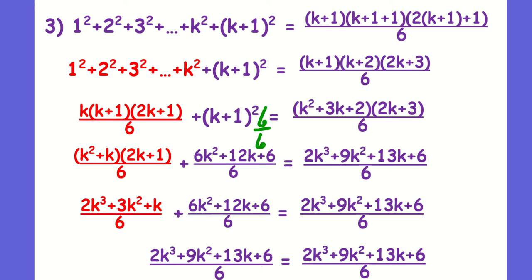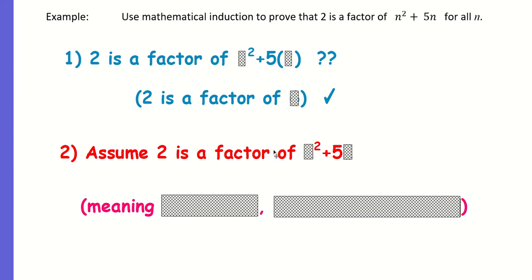So all that algebra. But again, pause the video if you still need to jot that down. But one more example, and it goes like this. Let's see what this example is. Use mathematical induction to prove that 2 is a factor of n squared plus 5n for all n. That's a classic mathematical induction sort of thing to prove.